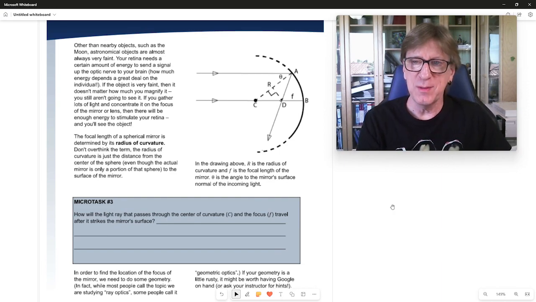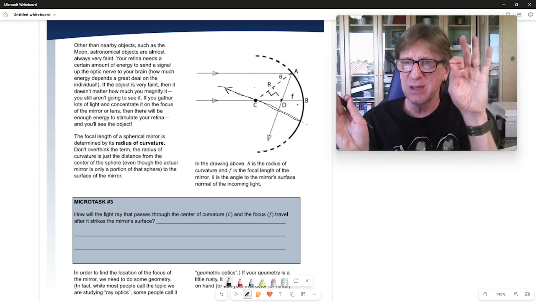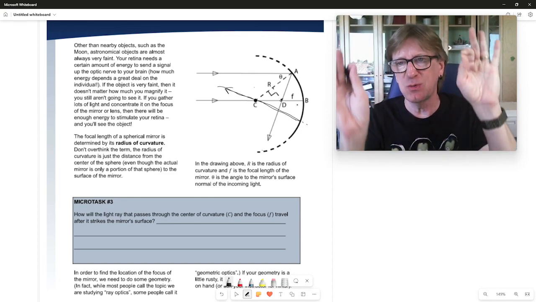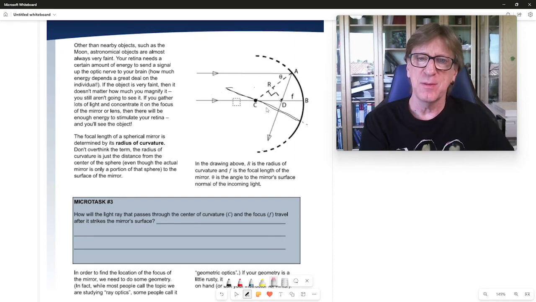And we're not quite at microtask 3 yet, but any light ray that passes anywhere through the center of curvature, what's going to happen to it? It's going to get reflected right back. Do you see that it's going to be exactly at the normal? No matter where I am, I'm going to be pointed directly at it. Because think about that string, right? That string is always going to be at a right angle to the surface of it. So any ray that passes through the center of curvature is going to get reflected right back out.